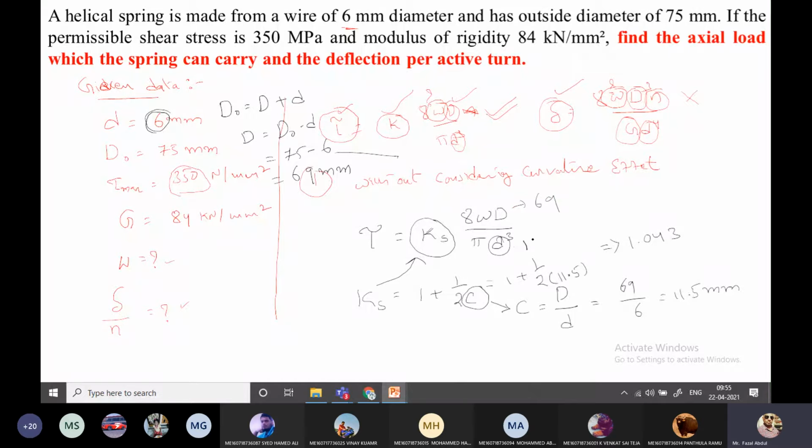and d is 6 mm. Now what is the unknown? The shear stress is given in the question as 350 megapascal. Only the unknown parameter is W. So tell me the W value in terms of newtons. Make it fast. How much is the W value?